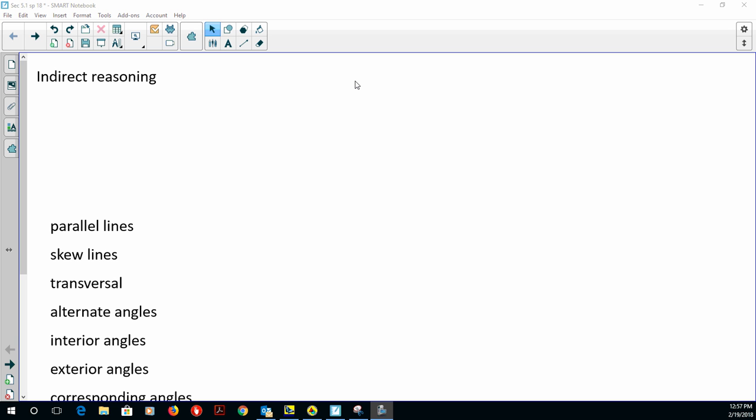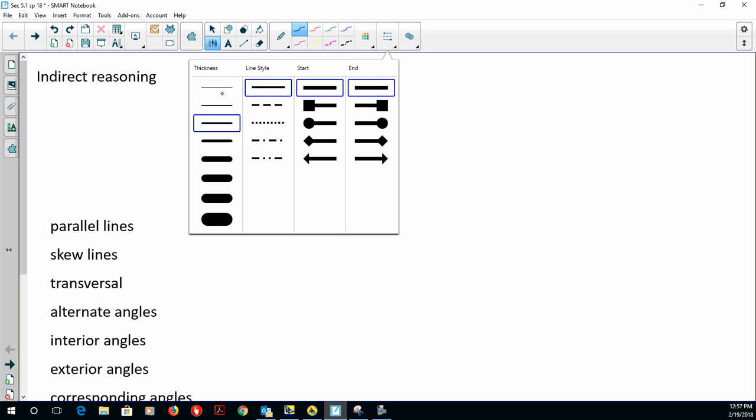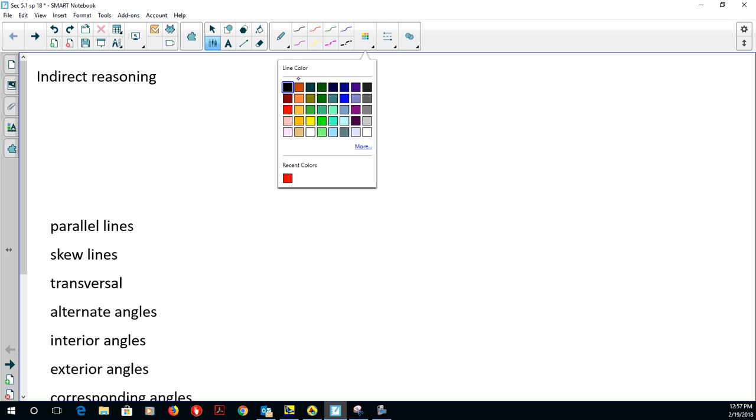Let's take a look at section 5.1. In section 5.1, we start looking at proofs in a little bit different way. We're going to be using what's called indirect reasoning, or what other people call proof by contradiction.